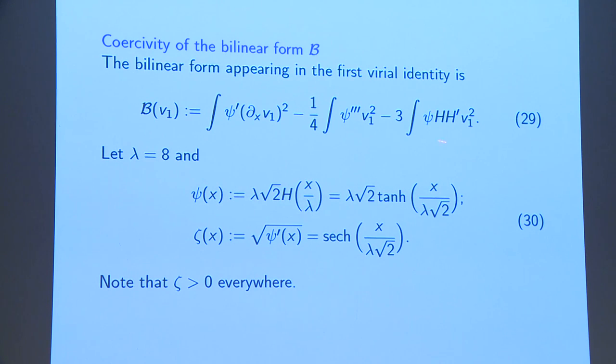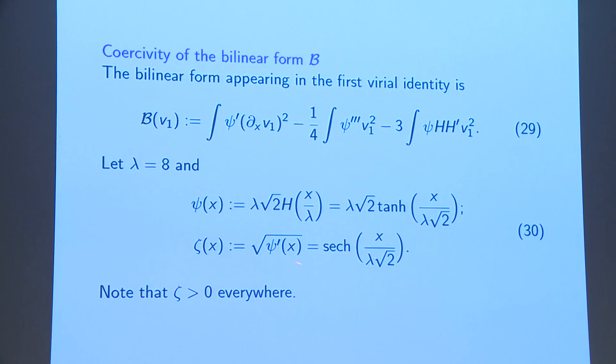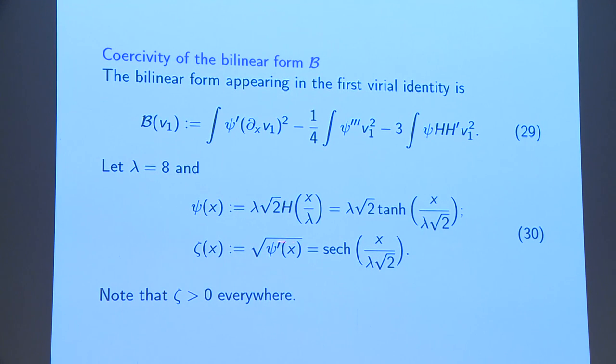So you have this bilinear form. This form had to change a little bit because of this psi prime factor here. So you have to change variables, and the change is very natural. You just take the square root. What you would like is the square root of V1 instead of the square root of psi prime V1. With this, zeta is the square root of psi 1, which is the secant hyperbolic.